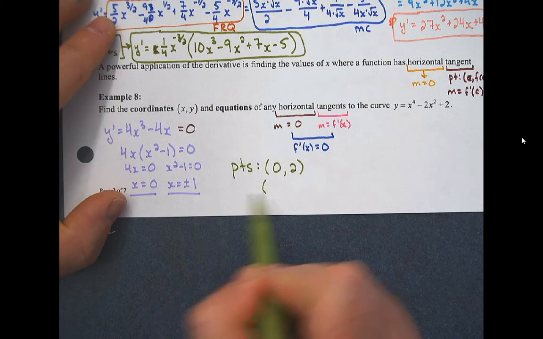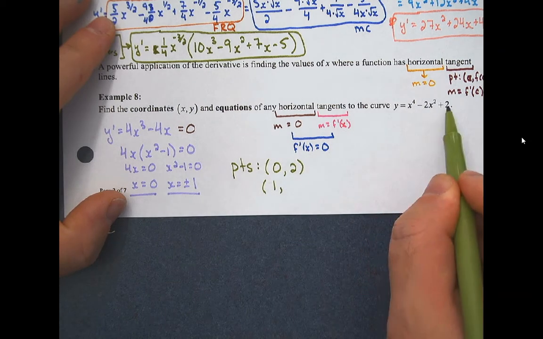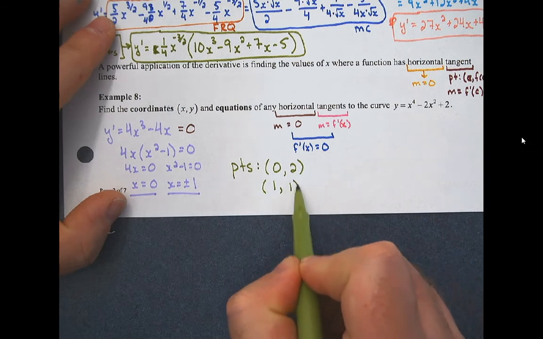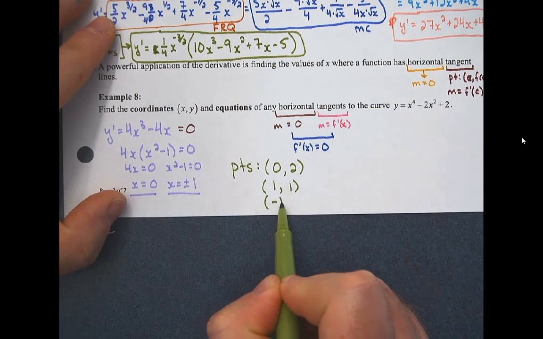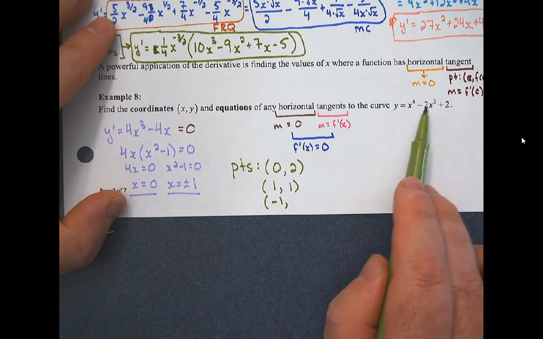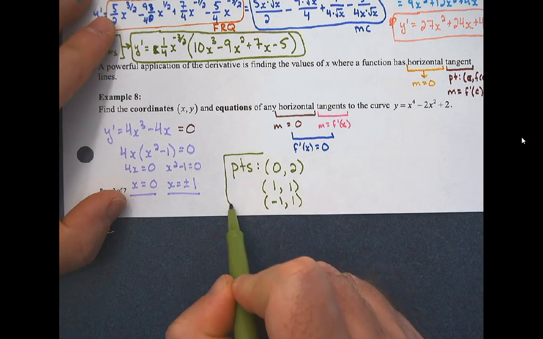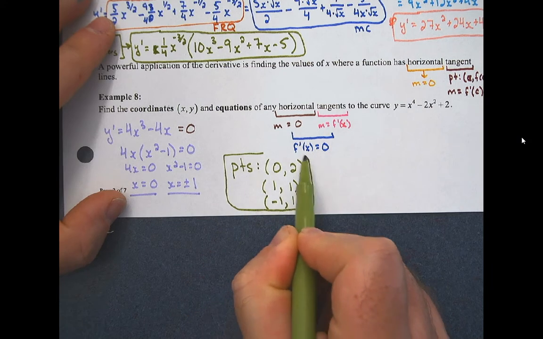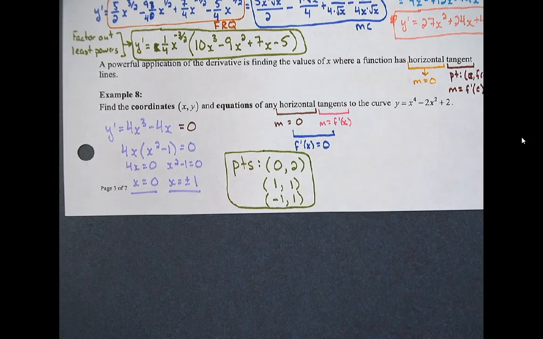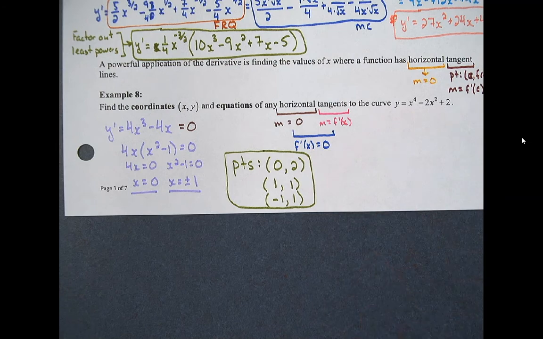I would take my x, which is 1, and plug it in. 1 take away 2 plus 2, so that would be 1. I would take my x, negative 1, and plug it in. Negative 1 to the 4th would be 1, negative 1 squared would be 1, and I would get 1 again. These then are all the points where the tangent line is horizontal. Those 3 points of this curve have a horizontal tangent line. And I'm going to prove it to you.